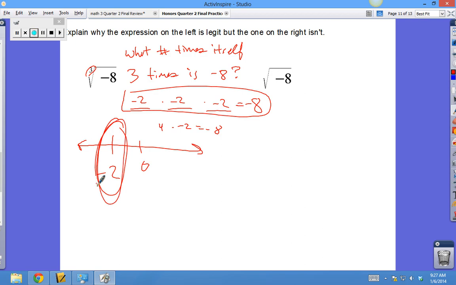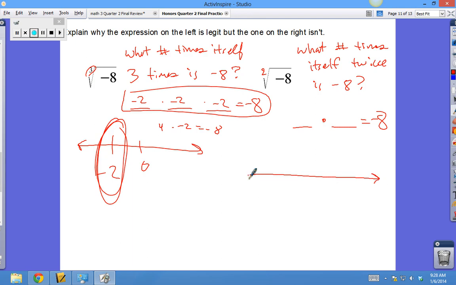negative 2. The English, what number times itself twice is negative 8? So the index is 2, it's a square root. And this is impossible because there is no number times this exact self that's going to give you negative 8. Because a positive times a positive is a positive, or a negative times a negative is a positive. So this does not exist on our number line. This has no existence on our number line.